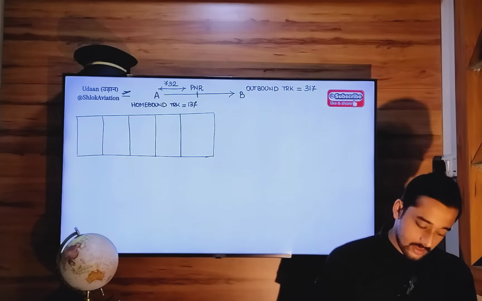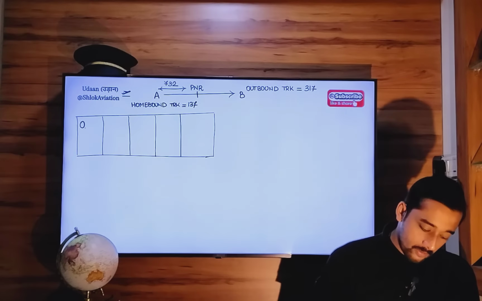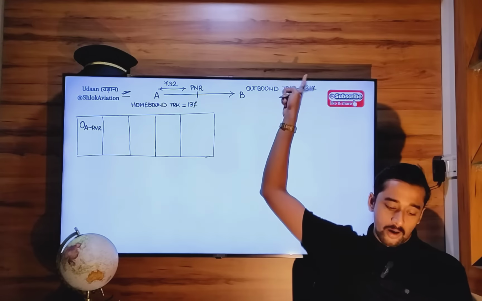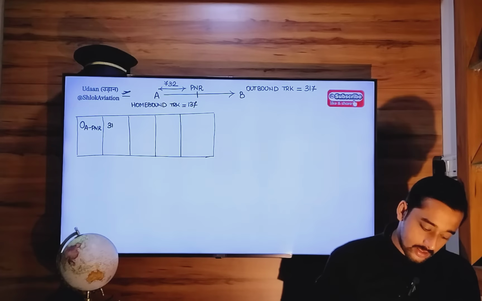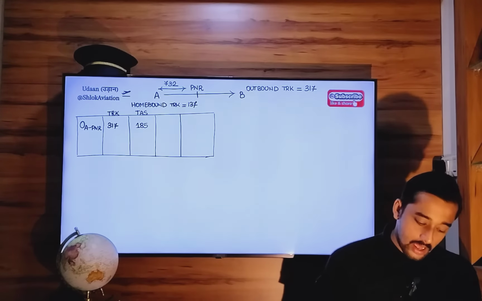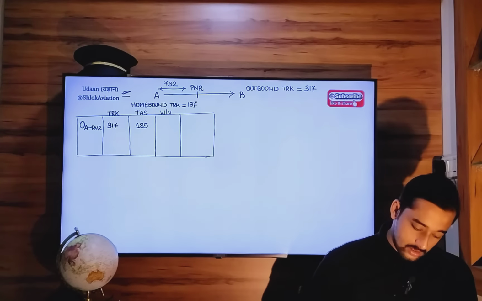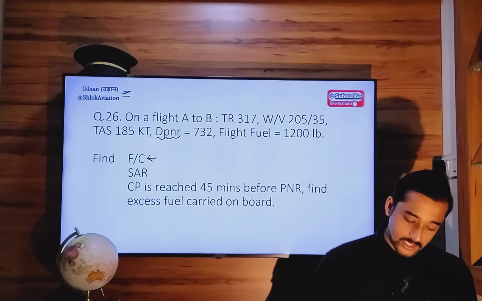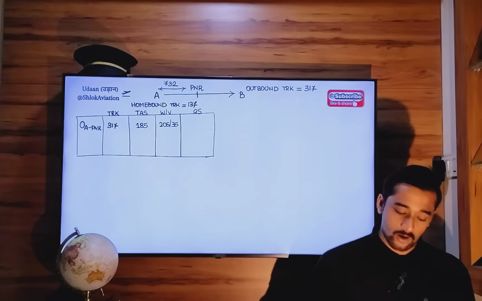So you are going outbound from point A to PNR. When you are flying outbound from point A to PNR, you will be flying an outbound track 317 at a true airspeed of 185 at winds 205 at 35 knots. This will give you a ground speed of how much?